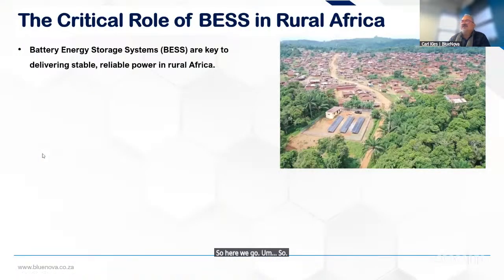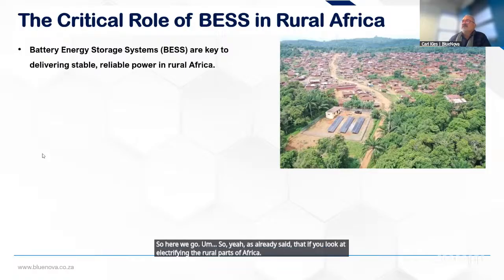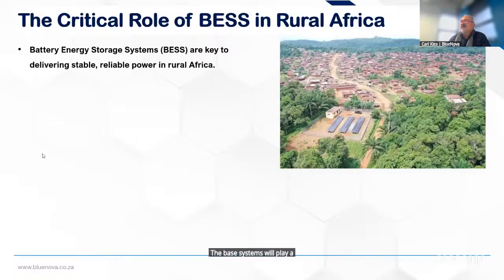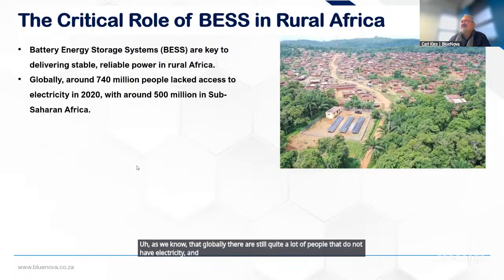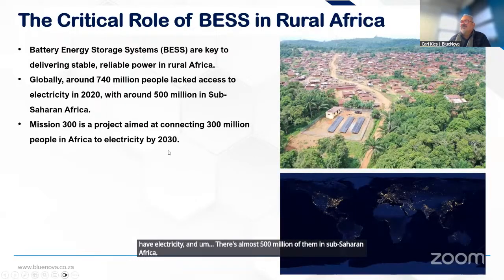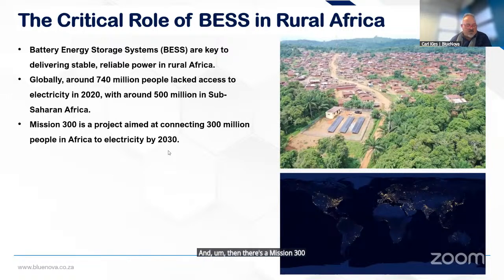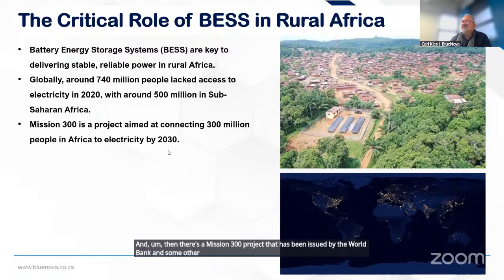So as already said, if you look at electrifying the rural parts of Africa, battery systems will play a critical role, and the arguments for that have already been given. Globally there are still quite a lot of people that do not have electricity, and there are almost 500 million of them in sub-Saharan Africa. Then there's the Mission 300 project, being issued by the World Bank and some other partners, to connect 300 million people in Africa to electricity by 2030. Now, if you do your sums, that's less than 5 years from now.